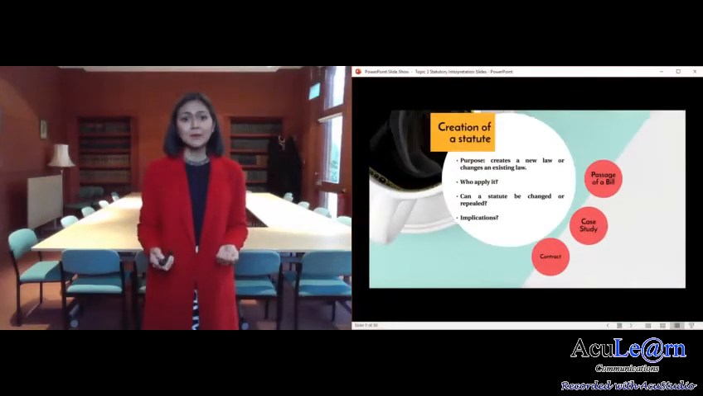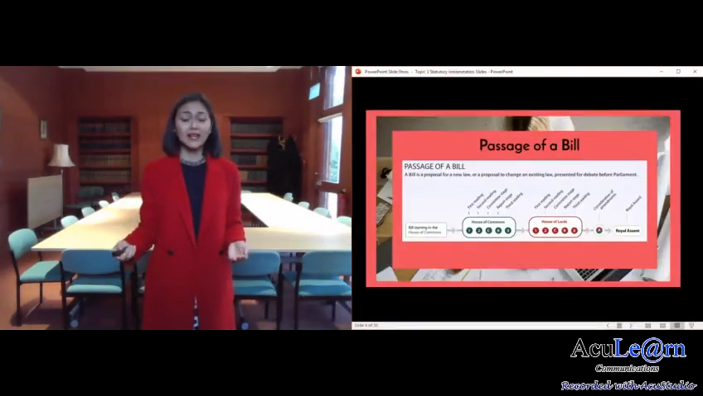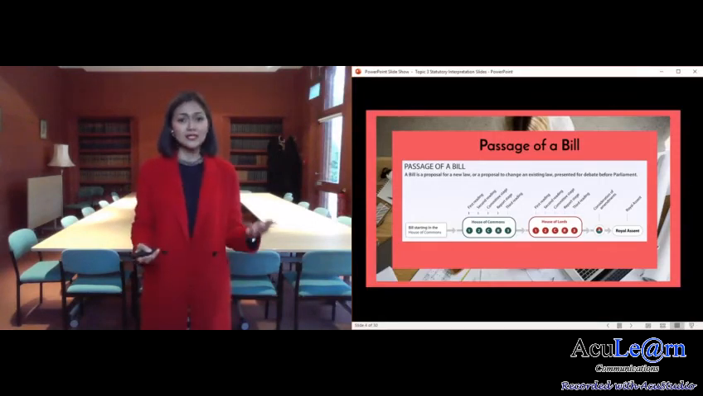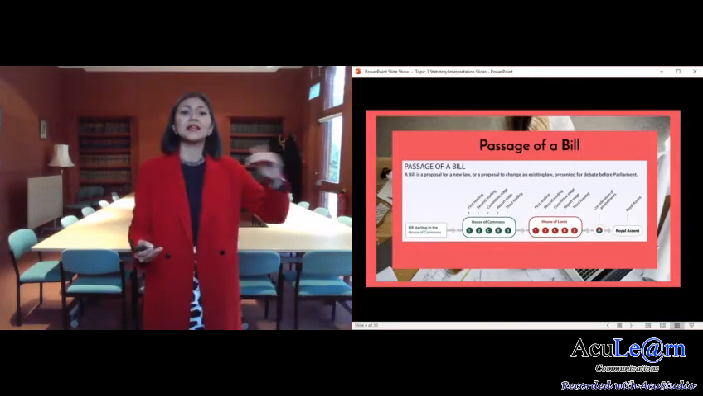So let's look at the passage of a bill so that you have a clearer understanding on the passing of legislation. When we talk about legislation, statute or an act, it essentially means the same thing. People tend to use them interchangeably. If you're referring to an act, it means it's a legislation as well as a statute.